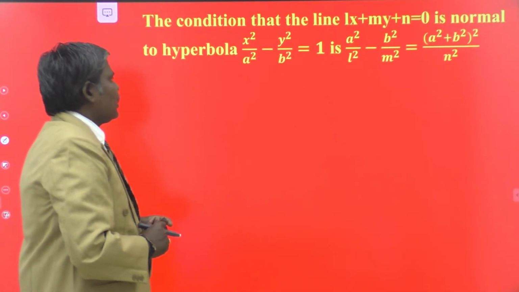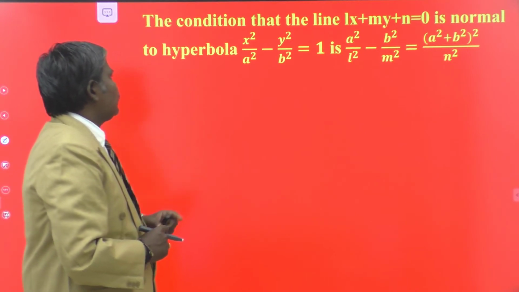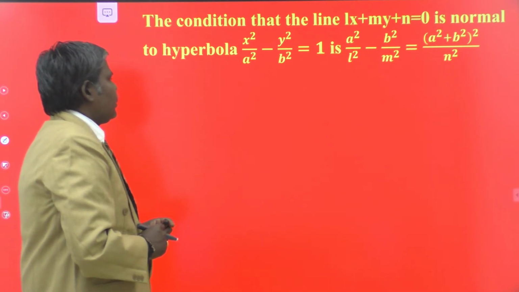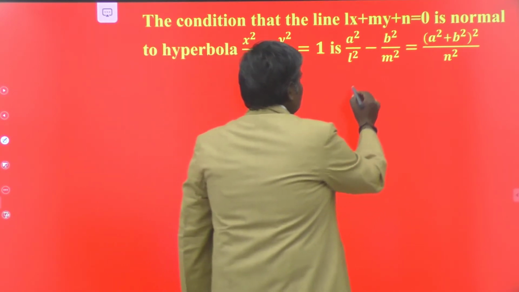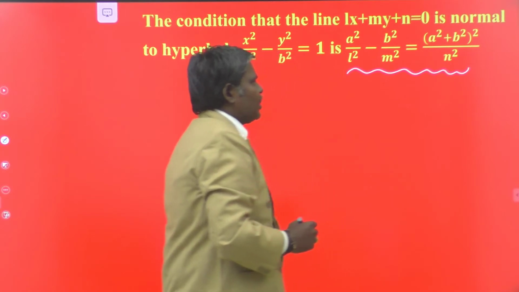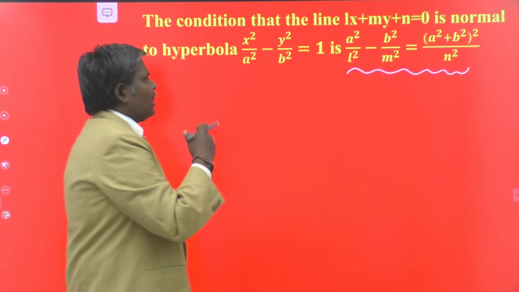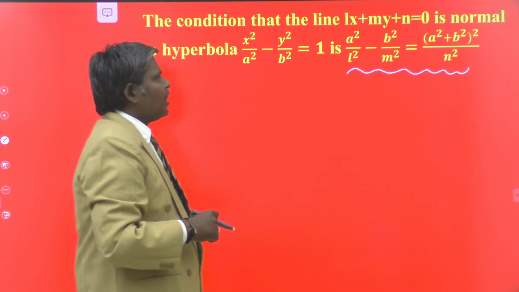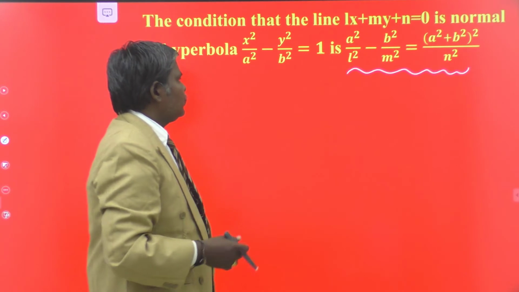The condition that the line Lx + my + n = 0 is normal to the hyperbola x²/a² − y²/b² = 1 is a²/L² − b²/m² = (a² + b²)²/n². This is the condition that the line is normal to the hyperbola. How to prove this one?